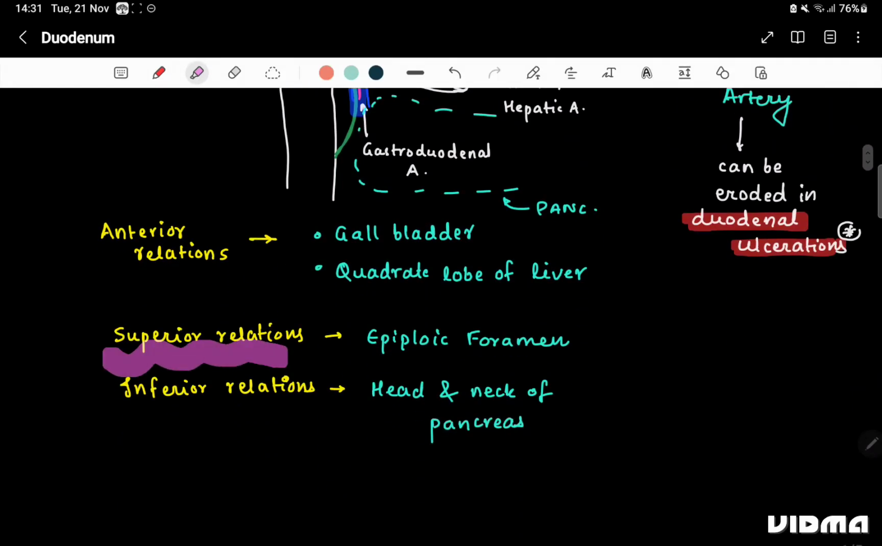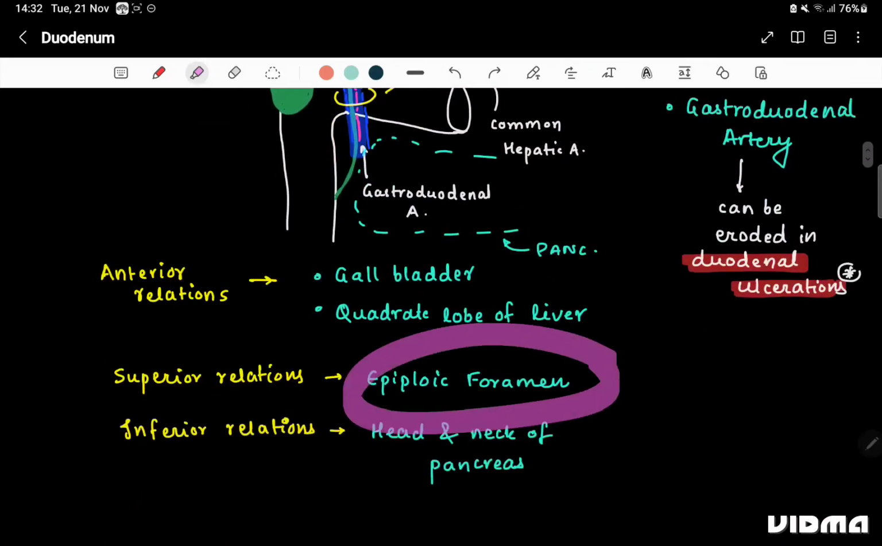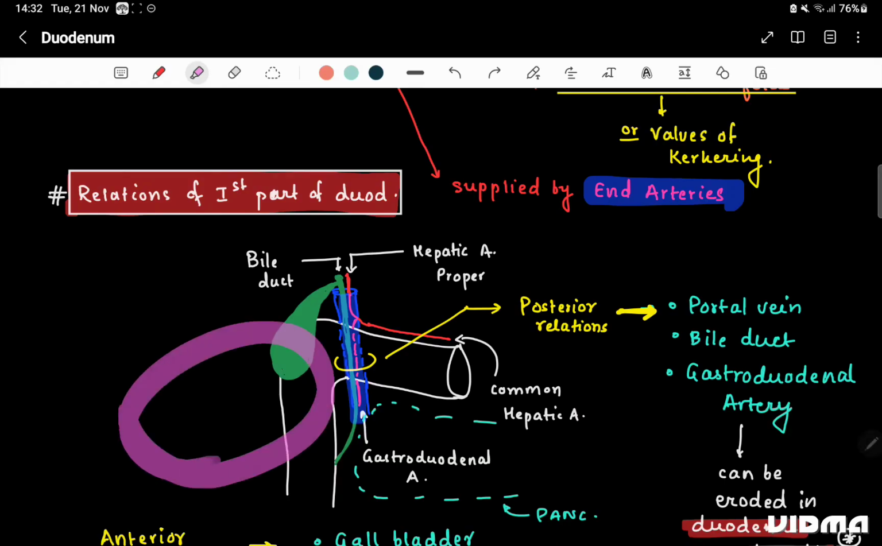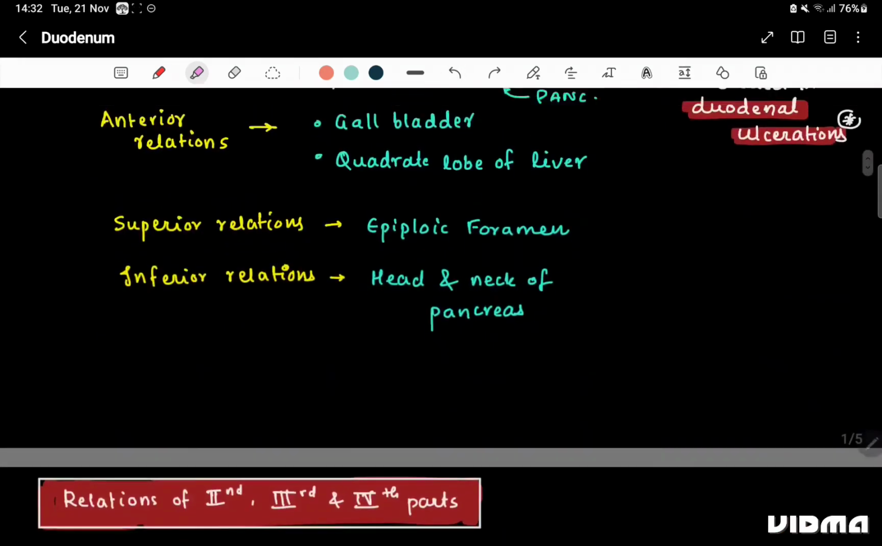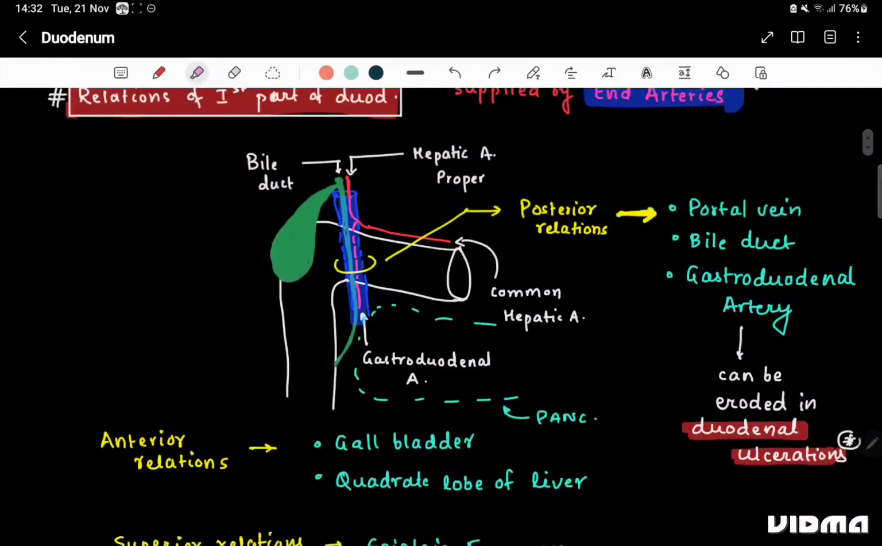Then we have the superior relations. The superior relation is the epiploic foramen, and the inferior relations are the head and neck of the pancreas. Remember the epiploic foramen? It was present when we were discussing the peritoneum. We also talked there that it will form a superior relation of the first part of the duodenum.